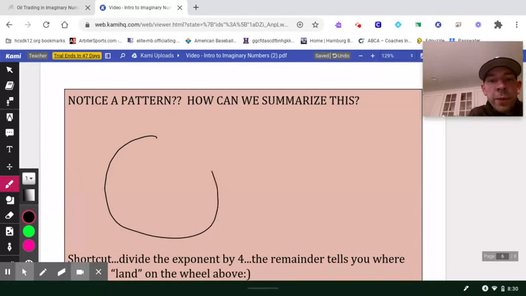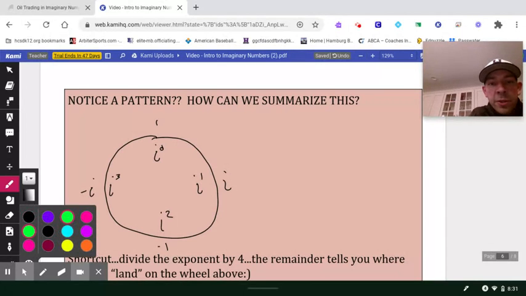I use this wheel. In this wheel, I to the 0 is equal to 1. I to the first is I, I to the second is -1, and I cubed is -I. And then the cycle just keeps going around and around. So it starts here, jumps to here, jumps here, jumps here, and jumps back to the starting point, and then just continues to go around and around.